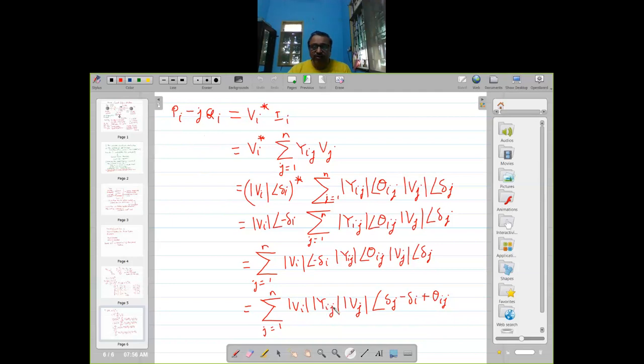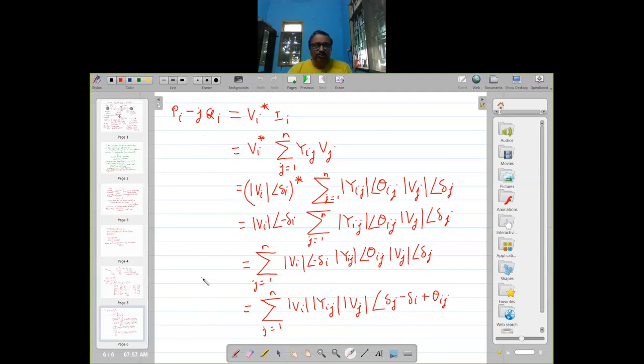So Y11, Y12, Y13 are all quantities of the Y bus: row 1 column 1, row 1 column 2, row 1 column 3. Like that, in general Yij is the ith row, jth column entry, and this is the modulus, and this is the angle of that entry. So this is what we had derived.